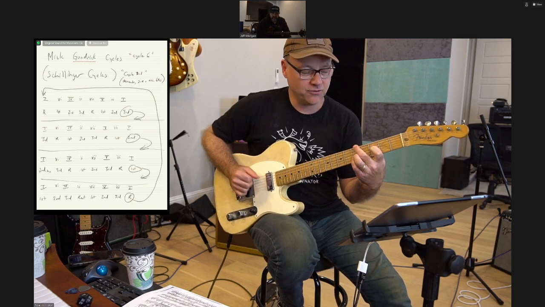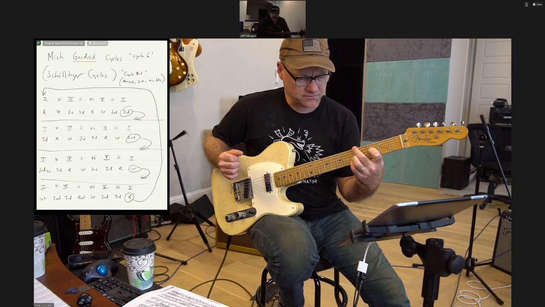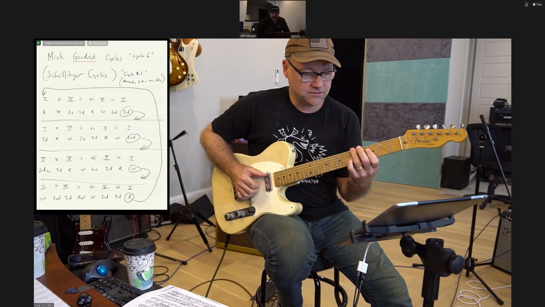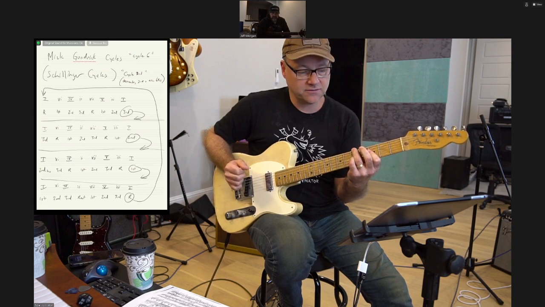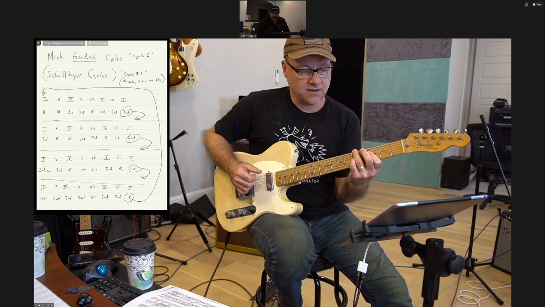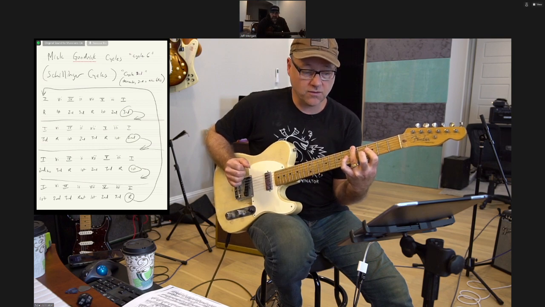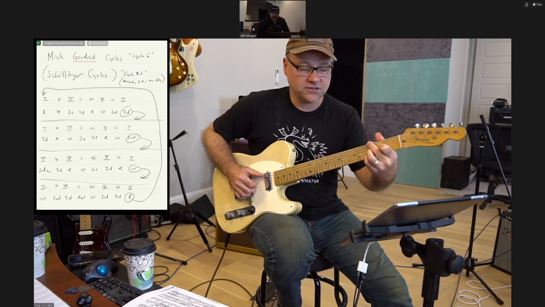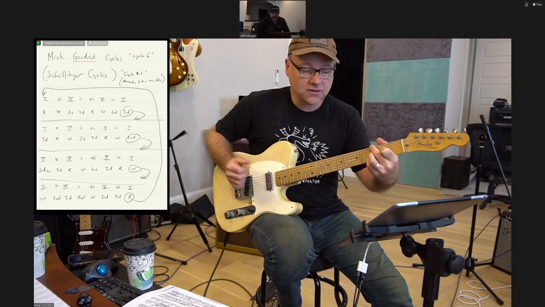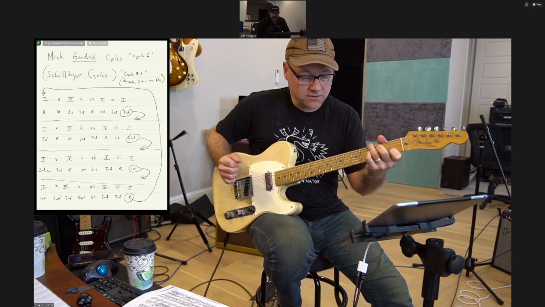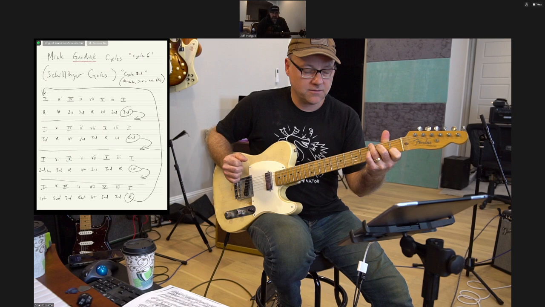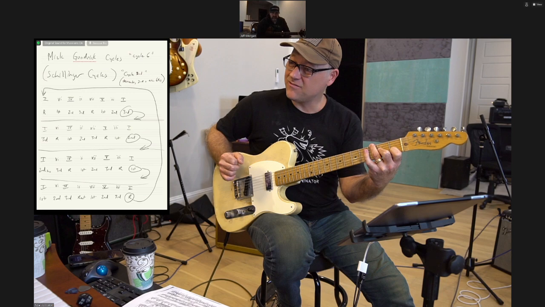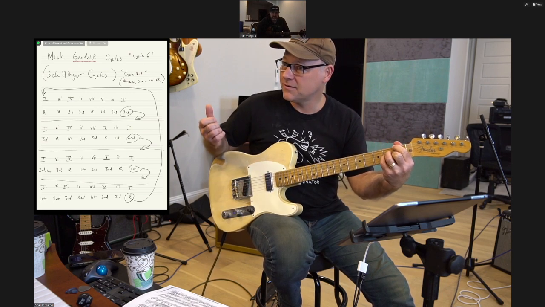Cool. So yeah, root position 1 chord, first inversion. A 6 chord, second inversion. A third inversion 4 chord. Root position 2 chord. First inversion 7 chord. Second inversion 5 chord. Third inversion 3 chord, and finally we get back to home again.